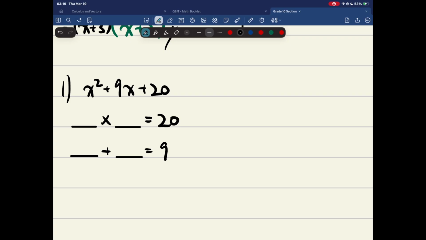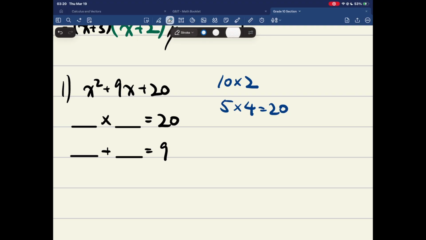So what you'll have is, let's think, there is 10 times 2, and that won't be the answer. And you can't do 9 times anything. And if you're doing 8, no, 5 times 4 equals 20, and it adds up to 9. So you can write 5 times 4 and 5 plus 4.